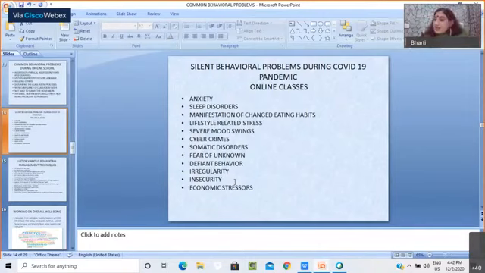So we are talking about anxiety, sleeping disorders, and manifestations of changed eating habits. We being domestic science teachers can very well see that. Then lifestyle-related stress, because these are children whose freedom has been curtailed during these COVID-19 times. They're not able to meet their friends, they're not able to speak to them, they're not able to share. Severe mood swings, especially in middle childhood and adolescence, the ones who are at the threshold of adolescence. Cyber crimes, somatic disorders, because if psychological comfort is not there, there is no sharing, or there is nobody to listen to them.